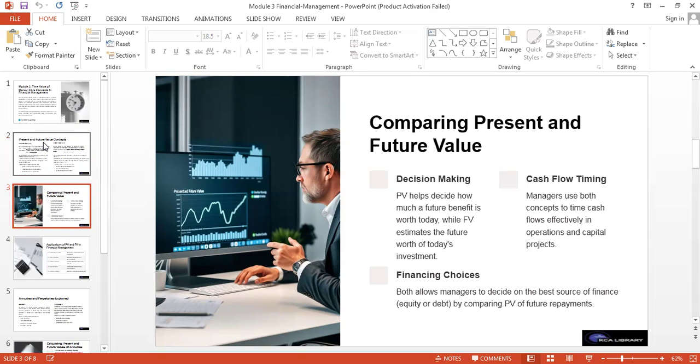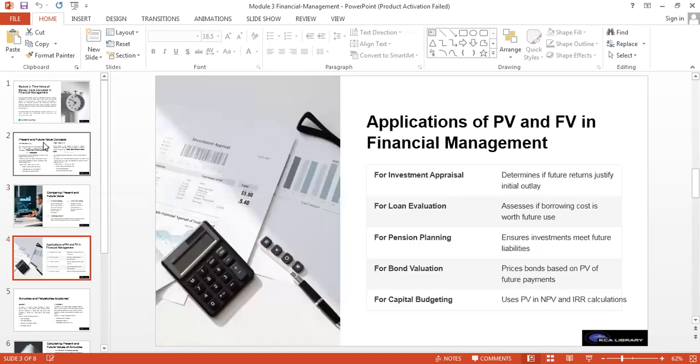As it pertains to cash flow timing, managers use both concepts to time cash flow effectively in operations and capital projects. In terms of financing choices, both PV and FV allow managers to decide on the best source of finance, which is equity or debt, by comparing the PV of future repayments.